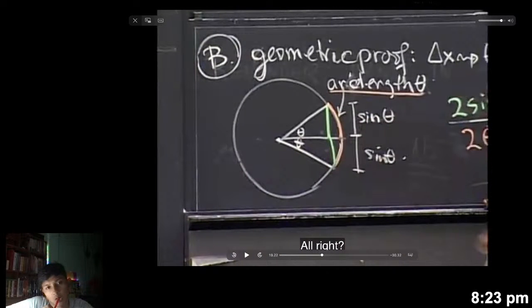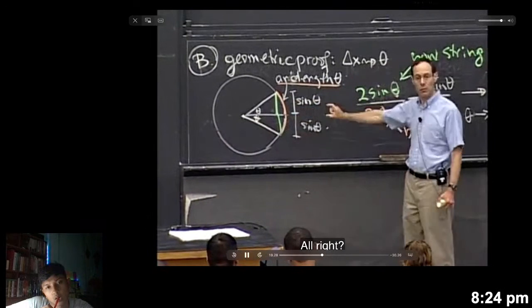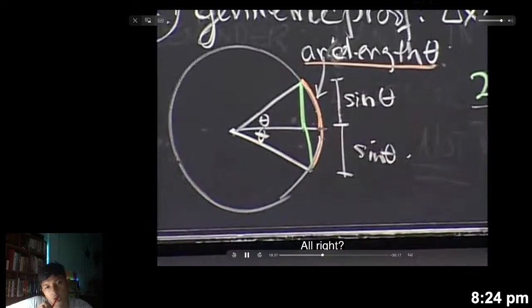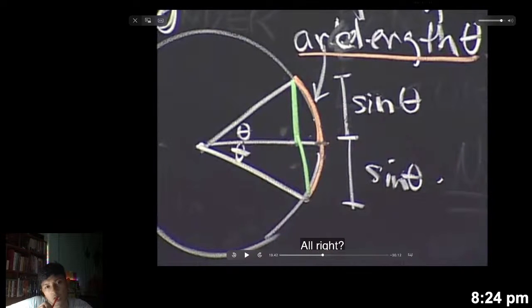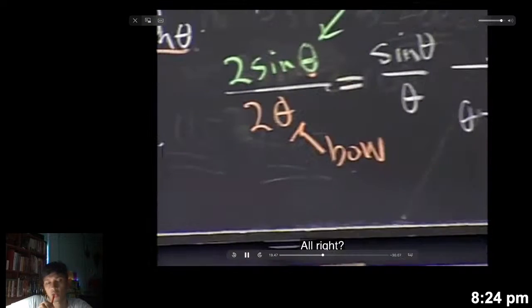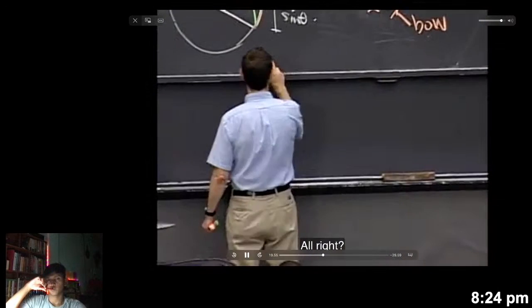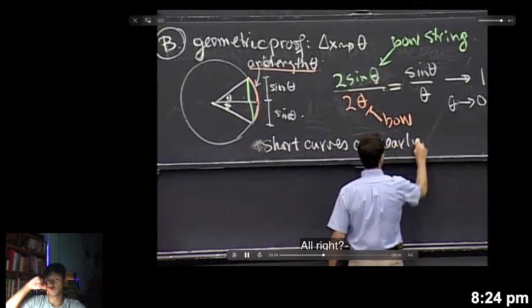gets very small, this curved piece looks more and more like a straight one. All right? And if you get very, very close here, the green segment and the orange segment would just merge. They would be practically on top of each other. And they have closer and closer and closer to the same length. So that's why this is true. I guess I'll articulate that by saying that short curves are nearly straight. All right, so that's the principle that we're using, or short pieces of curves, if you like.